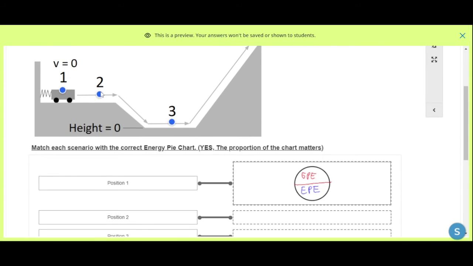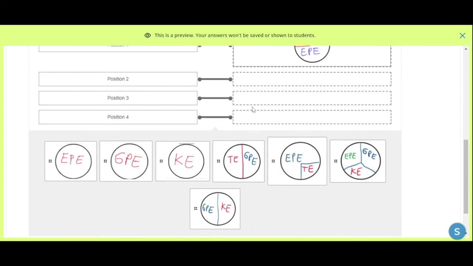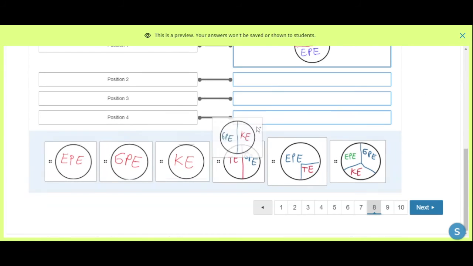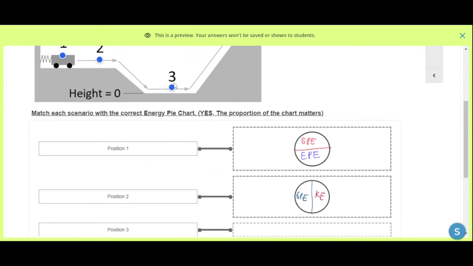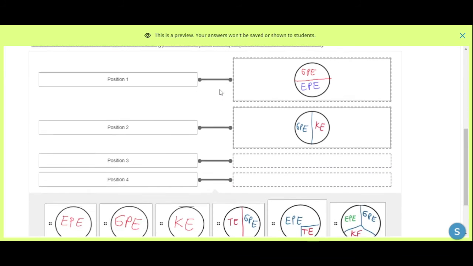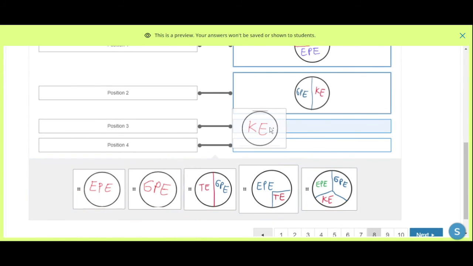Number 2, though, we remember is the point at which the spring is no longer touching it, and all we had was GPE and KE. So I need to find a chart that has half GPE and half KE. That's right there. Go ahead and drop that. Number 3, we have no height. So if we remember, the only type of energy at point 3 was KE, and there we go.